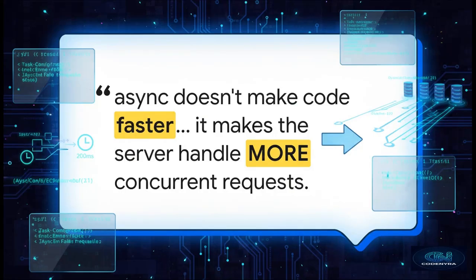All of this brings us to the core philosophy of C# concurrency, which is perfectly summarized by this quote from our sources. Async doesn't make code faster. It makes the server handle more concurrent requests. Think about it. If you have a database query that takes 200 milliseconds synchronously, it is still going to take 200 milliseconds asynchronously. You aren't buying raw execution speed for a single user. What you are buying is an unblocked architecture. You're buying massive scalability, ensuring that one single slow query doesn't bring your entire web server to a grinding halt.